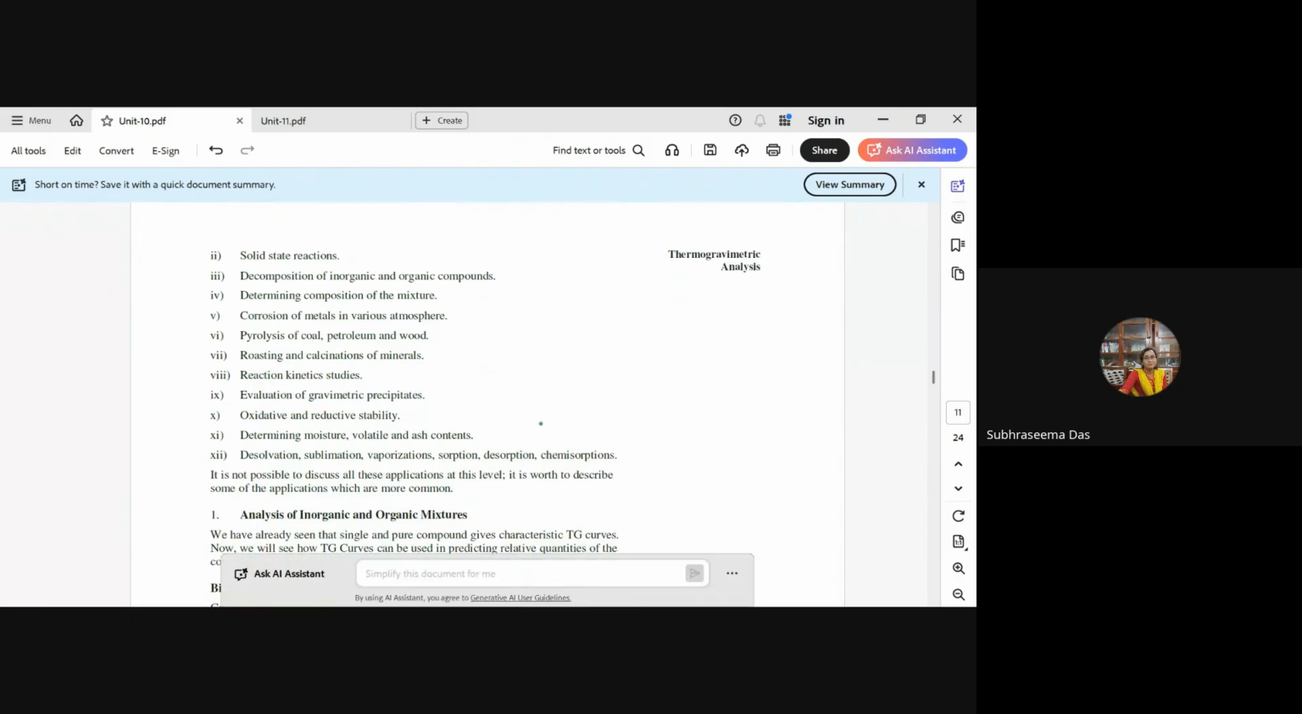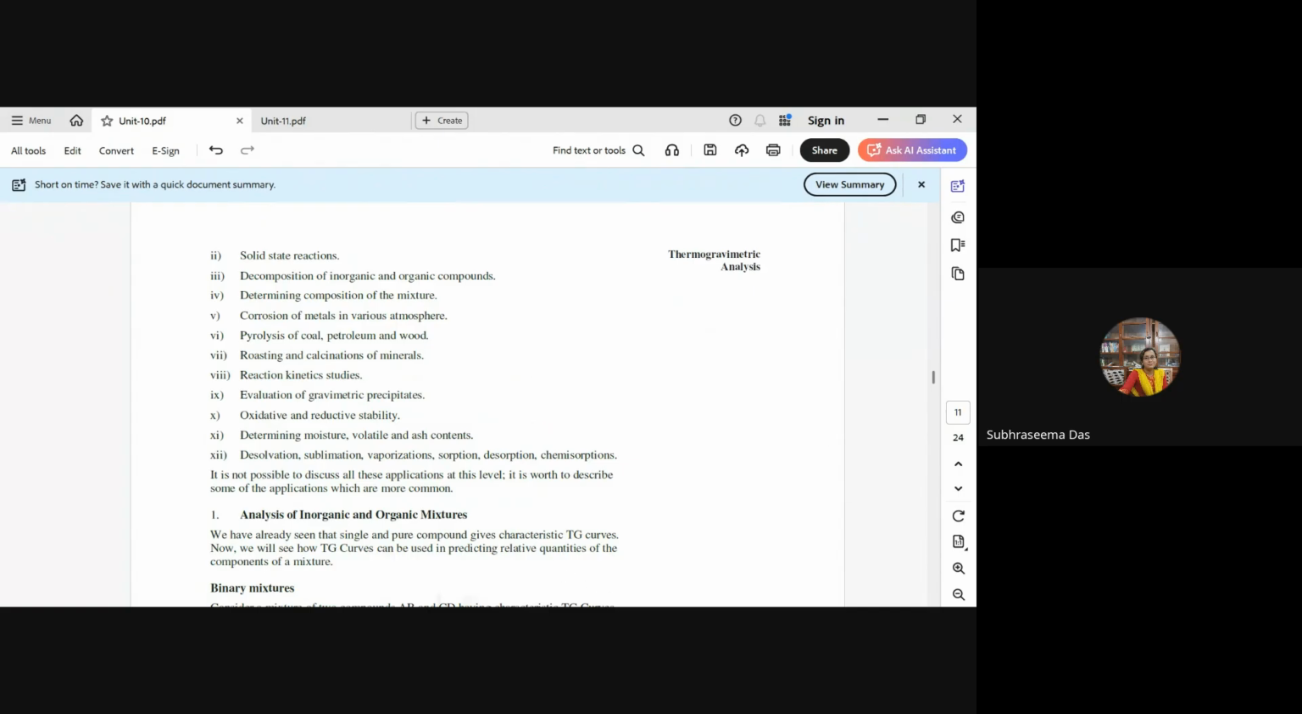They are used in solid state reactions. They are used to study the decomposition of various organic and inorganic compounds. They are used in determining the composition of mixtures, corrosion of metals in various atmospheres, the pyrolysis of coal, petroleum, and wood, reaction kinetics, roasting and calcination temperatures of minerals, evaluation of gravimetric precipitates, oxidative and reductive stability, determining the moisture, volatile, and ash contents, and they are also used to know desolvation, sublimation, polymerization, vaporization, desorption, and chemisorption reactions.